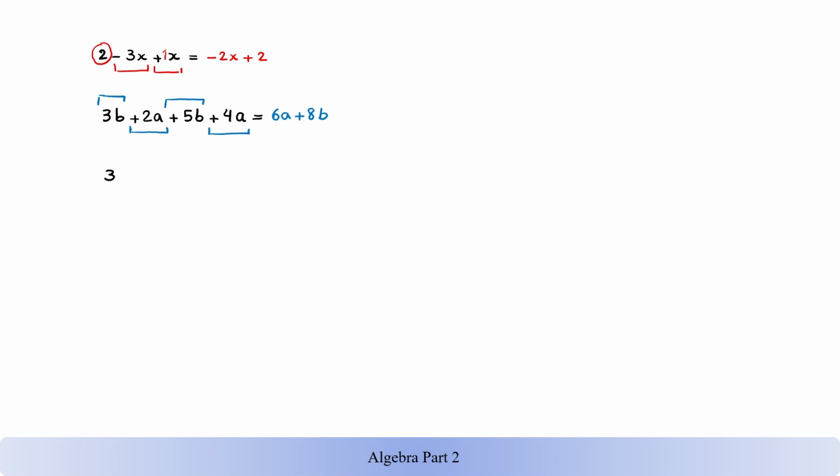What is 3t minus 5 plus 2t plus 4? Again, we will check for the like terms. As you can see, 3t and plus 2t, they are like terms. So 3 plus 2, 5t. And then the numbers, plus 4 and minus 5. So minus 5 plus 4 is just minus 1.